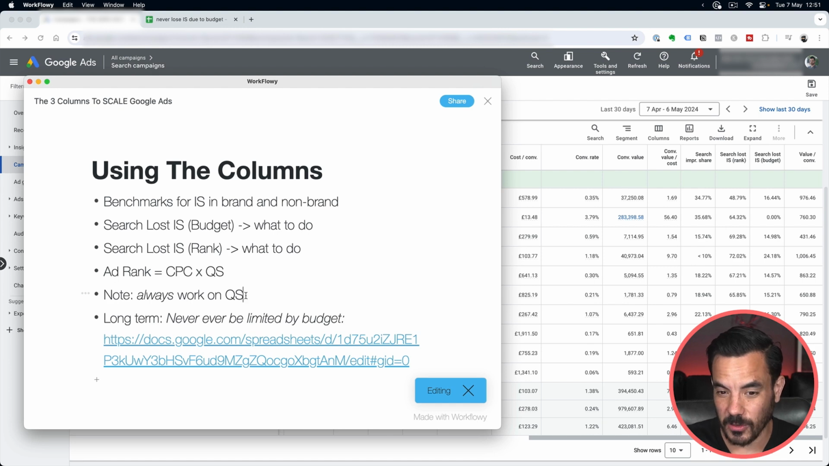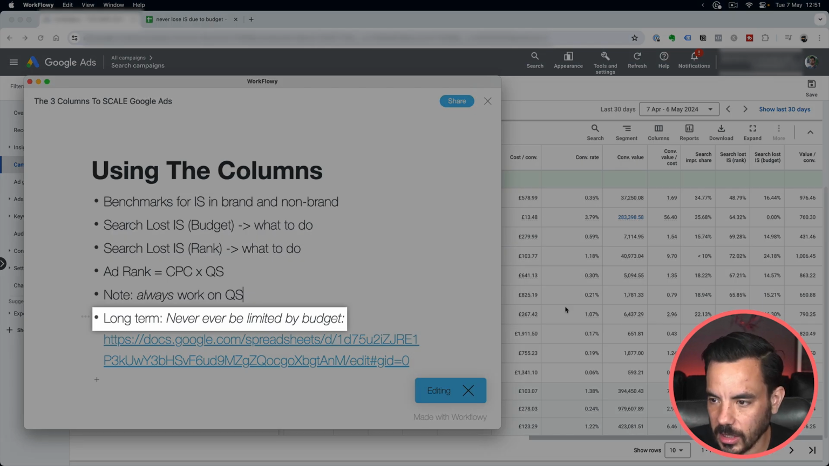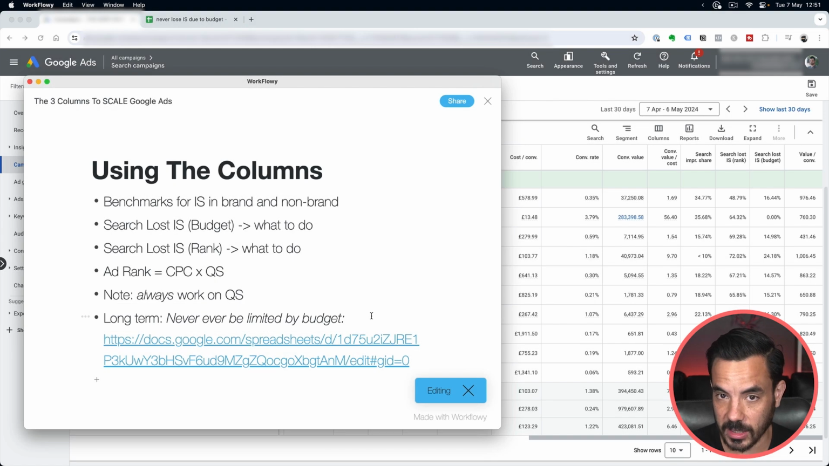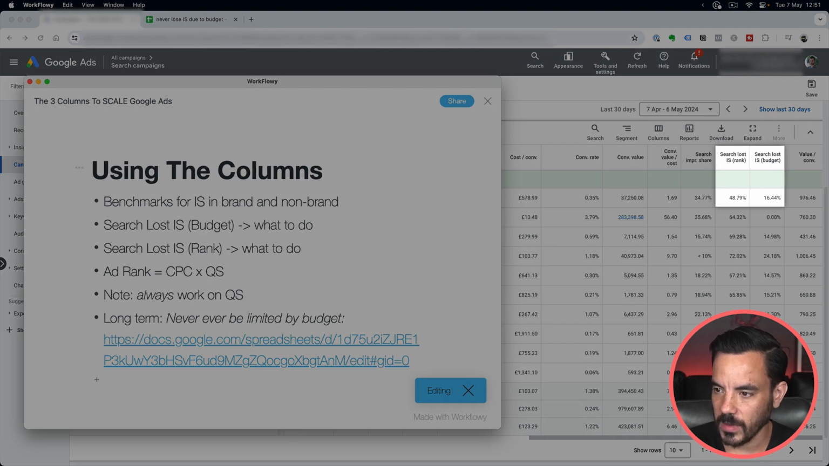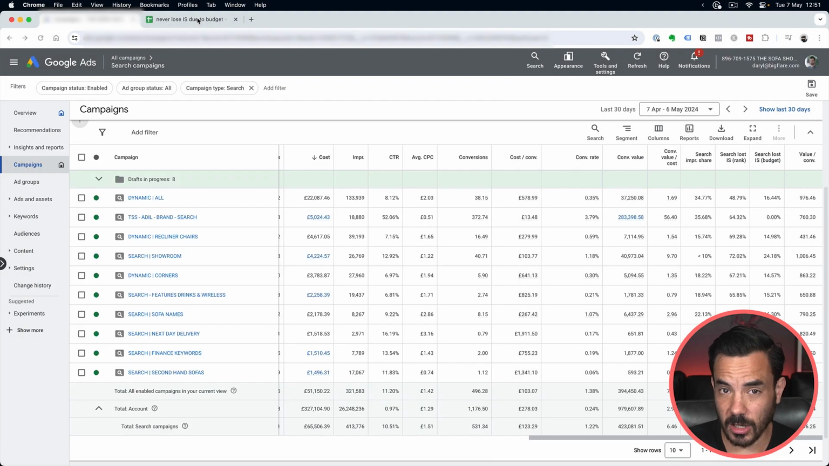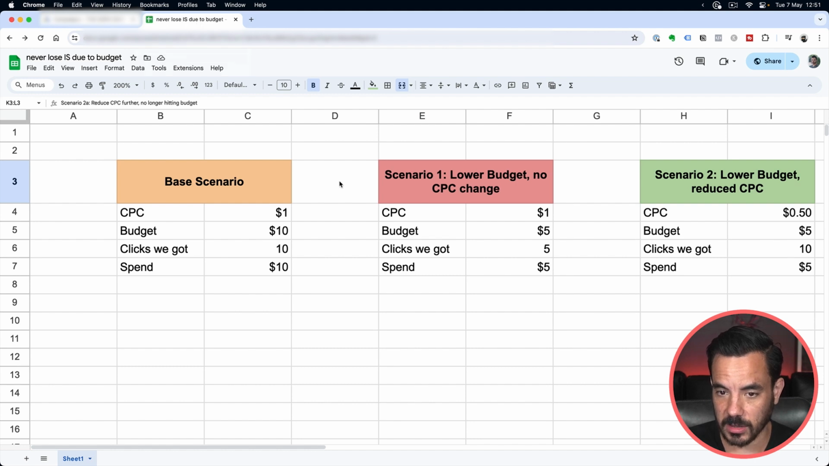And another thing to know is that in the long term, you should never be limited by budget, even if budget is a limiting factor for you. What I mean by that is, it's okay to see search lost IS due to budget in the short term, but in the longer term, you would actually just want to reduce your bids so that the only reason you're losing impression share is rank, not budget. Here's an example to illustrate why this is important.